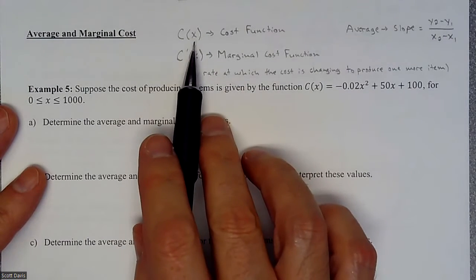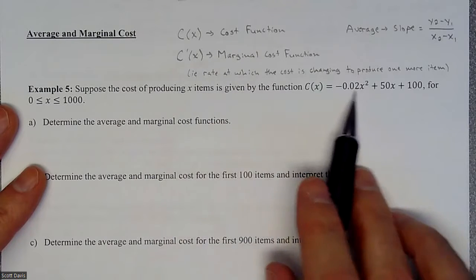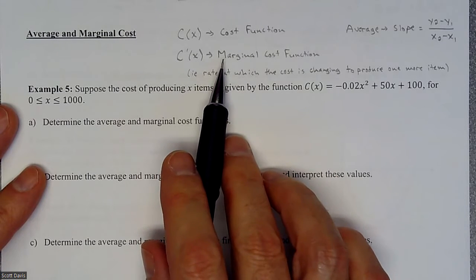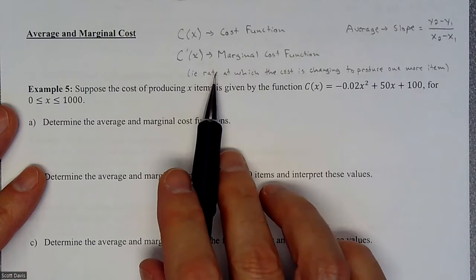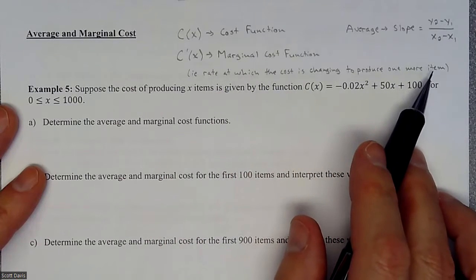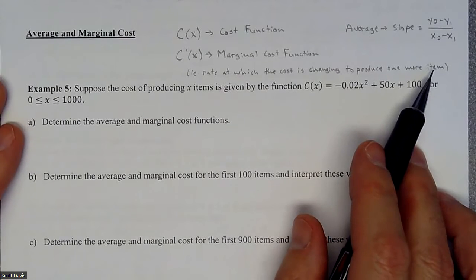We're going to be given an equation that has a c of x, which is going to be a cost function. And then if you take the derivative of it, that's going to be what we call the marginal cost function, which is the rate at which the cost is changing to produce one more item, right? Or efficiency is starting to happen. Is it getting cheaper to produce more? Sometimes yes, sometimes no, right? It depends. And maybe there's a point that it isn't.